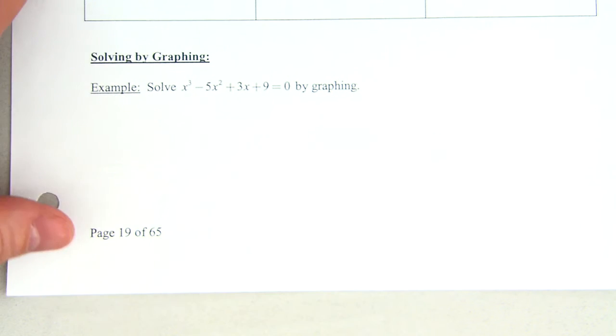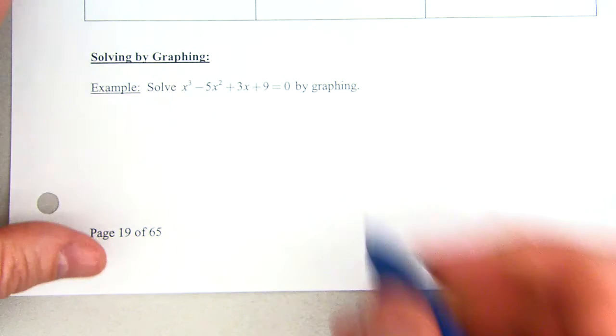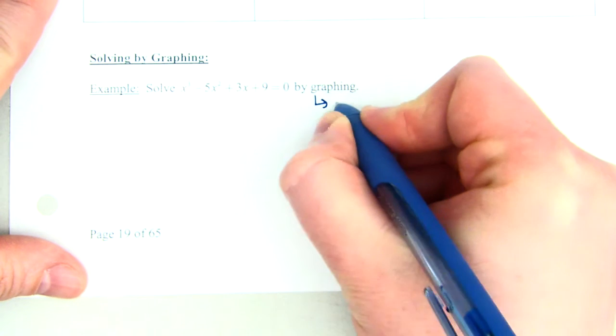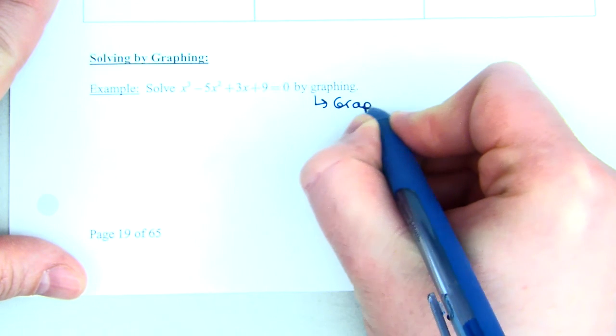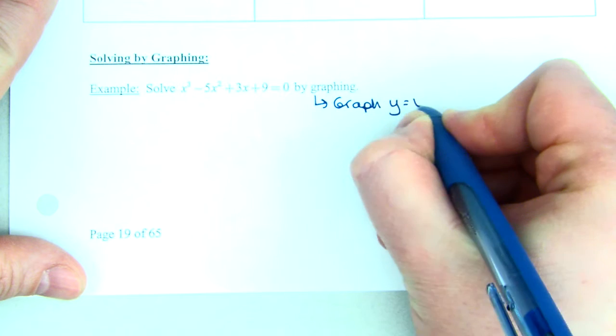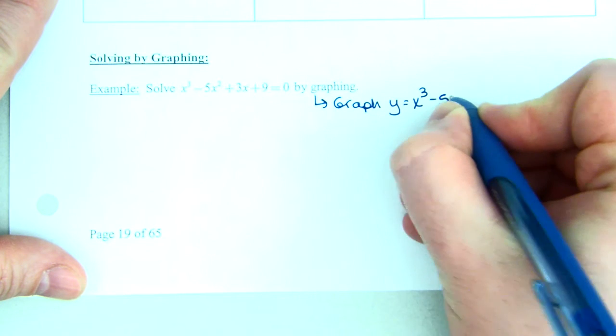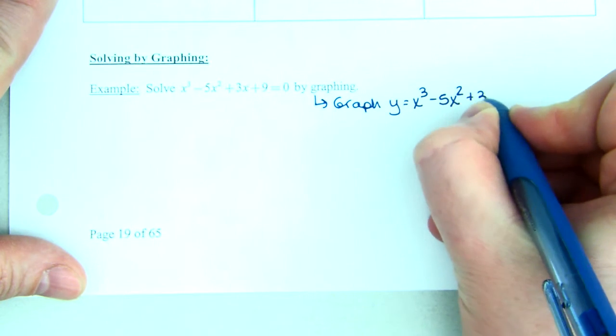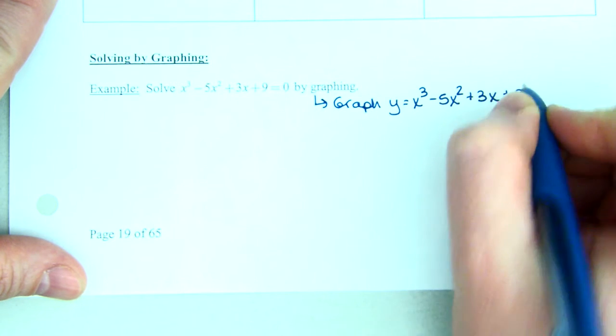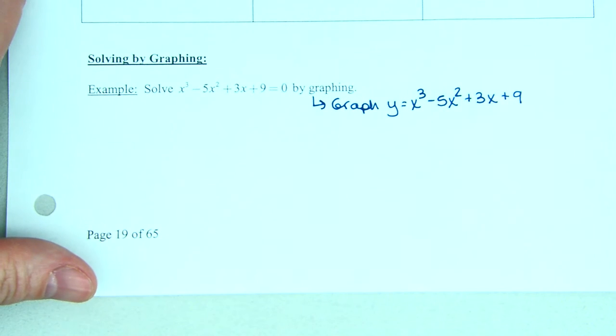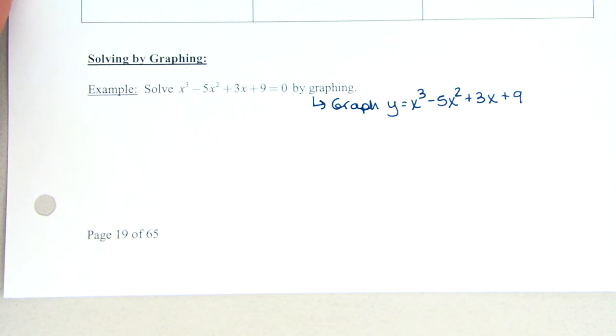So there is another method we can use that has some big downsides to it, but will sometimes be very useful, and this is called solving by graphing. What we're going to do is graph y equals x cubed minus 5x squared plus 3x plus 9 on the calculator. If you don't own a graphing calculator, here's where you can use that Chrome extension, the TI calculator on the Chromebook.